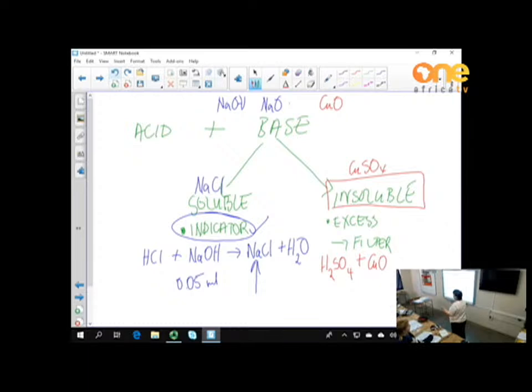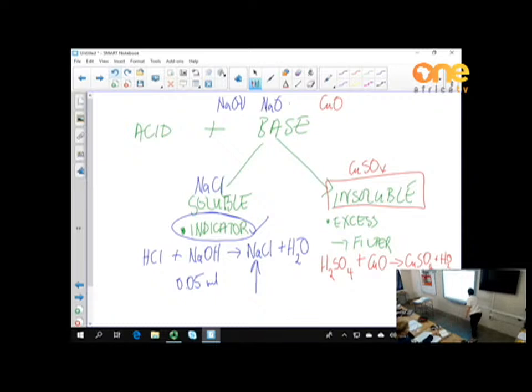Now, I go and add copper oxide to it. When sulfuric acid reacts with copper oxide, my salt is going to be copper sulfate, plus I'm going to get water. What is the color of copper sulfate? Blue. Why? What's the test for water? White copper sulfate turns blue. So we're going to make the hydrated copper sulfate.